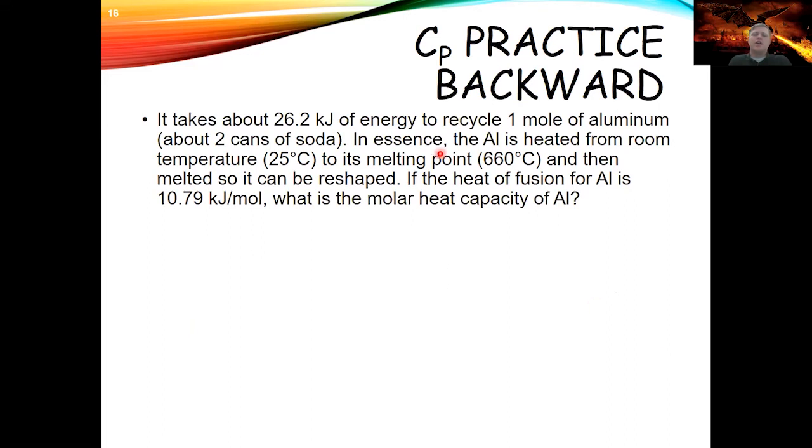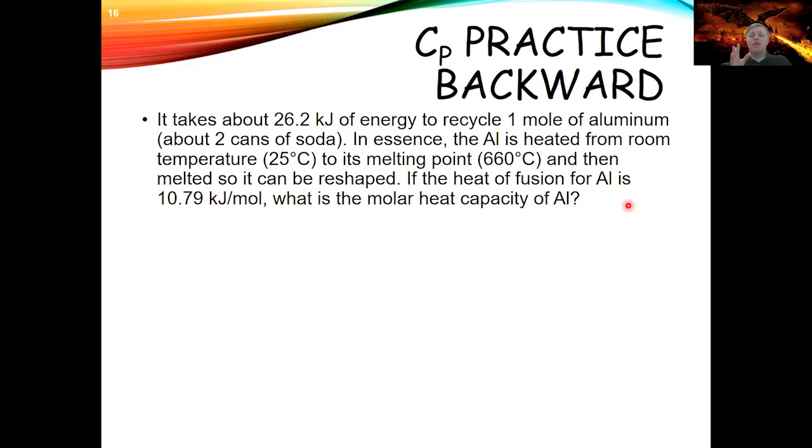Now let me give you this problem in a slightly different way. Let's say we actually already know how much energy it's going to take to recycle 1 mole of aluminum. Let's say we already know it's 26.2. In essence, the aluminum is heated from room temperature to its melting point and then melted so it can be reshaped. If the heat of fusion for aluminum is 10.79 kilojoules per mole, what is the molar heat capacity of aluminum?